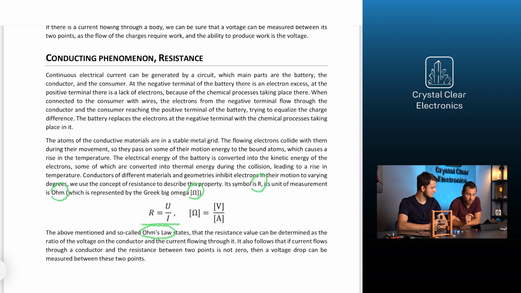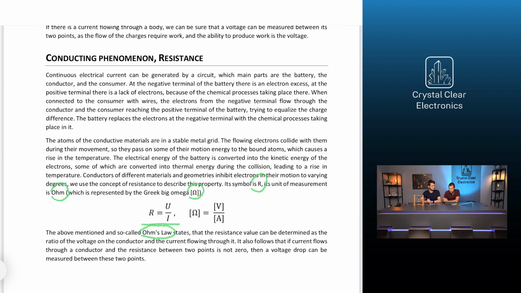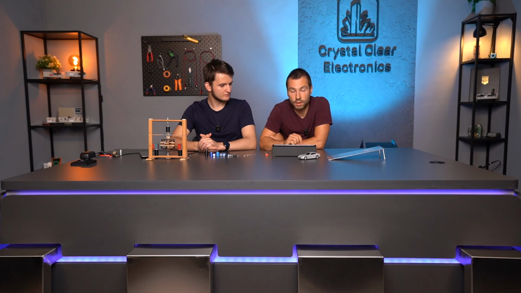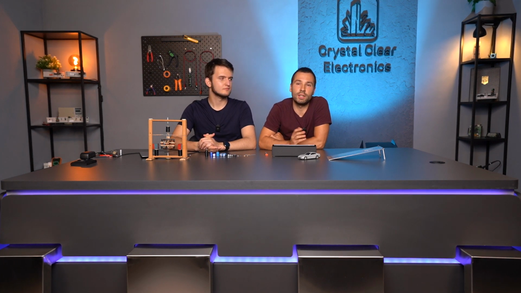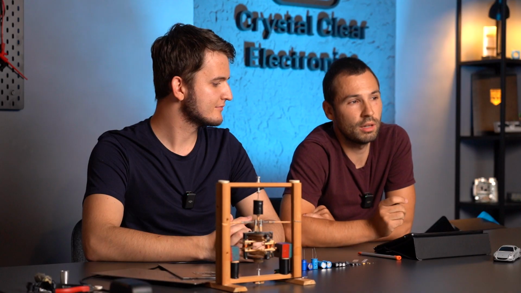It also follows that if current flows through a conductor and the resistance between 2 points is not zero, then a voltage drop can be measured between these 2 points. In electrical circuits, there is often a need for a component that has a deliberately higher resistance than the wires. These components are called resistors. There is a separate word for the component, resistor, and the physical quantity, resistance. Resistor is a component often used in electrical circuits, often because of its limiting role of a constant current.